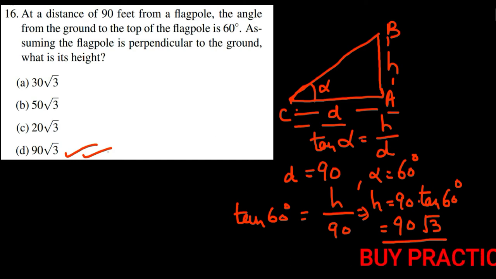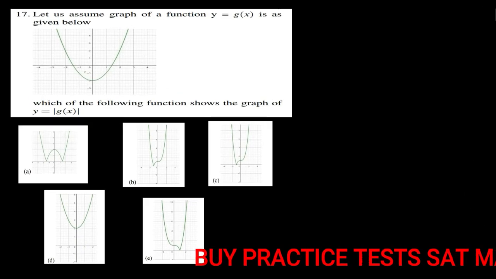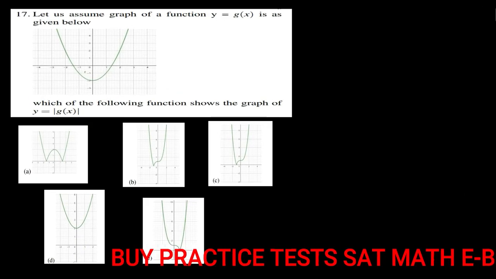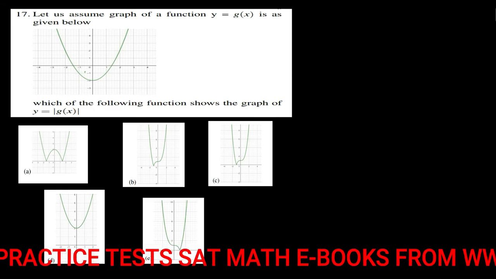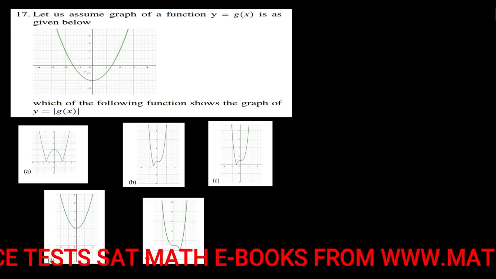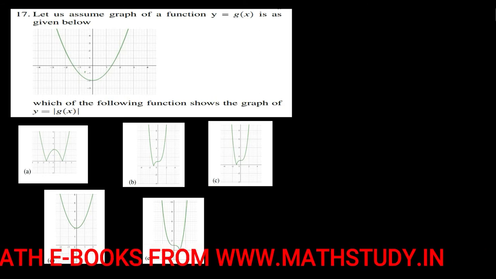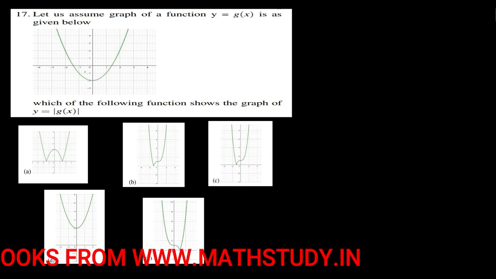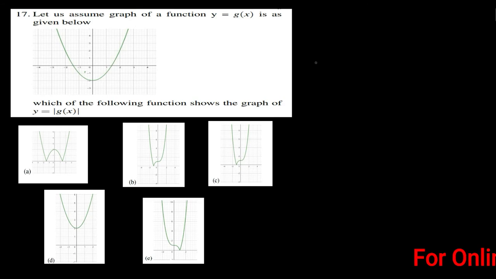Now let's move towards question number 17. So students, this is our question number 17, and here we have one graph, y is equal to g(x), and we have to tell which of the following functions shows the graph of y is equal to mod of g(x). So let us first understand what sort of graph it is. y is equal to g(x) is a parabolic graph, and let us see the different types of graphs of a parabola so that your concept will be clear here.